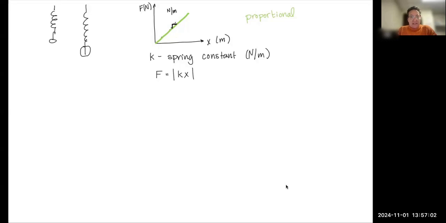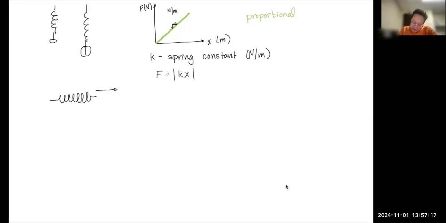For the record, let's think about this a little bit. If we stretch the spring out, what does it want to do? So if we pull it this way, what does it want to do? It wants to pull back. And similarly, if we scrunch that spring up, so we push it in, what does it want to do? It wants to pop out.